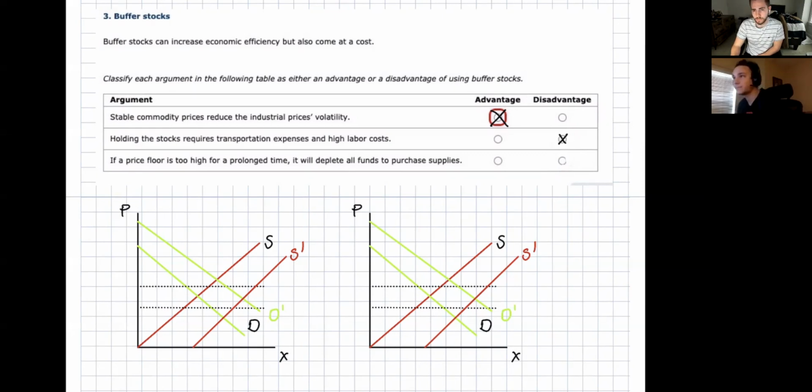So in essence, the problem with buffer stocks is that in the long term, they don't reflect the market prices because you're trying to control where you want the price to be. And that can be very hard, with transportation expenses, insurance rates, and labor costs. Those are some disadvantages that buffer stocks have, but they do a good job at stabilizing prices if they're run efficiently. So in this little segment, the first one would be an advantage, and the other two would be disadvantages. So that's all I have to say.